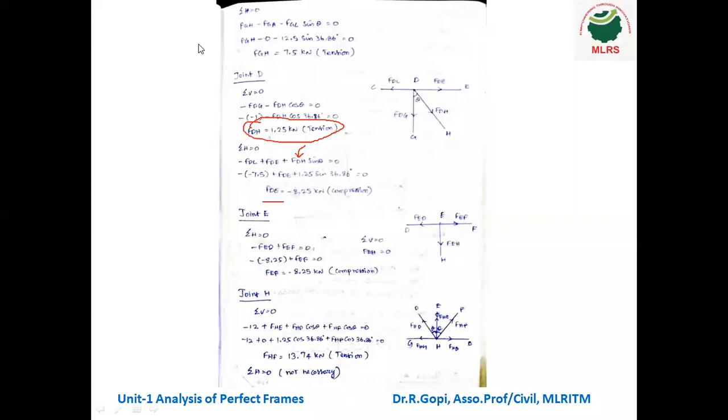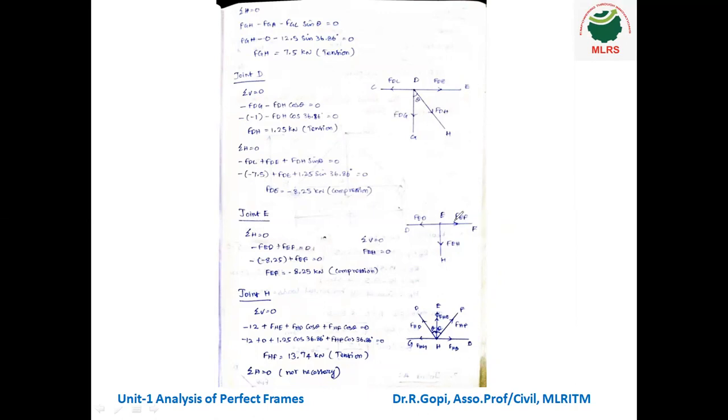Okay, so now come to joint E. So in this joint E, there are three members met. One is FED and FEF and FEH. So therefore summation of H. Here summation of V is not required. Why? Because there is no load acting, and no any other members like this acting. So we don't bother about summation of V.